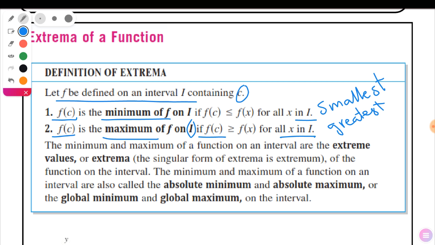A friend asked me a question: Miss, what is the meaning of absolute? Why do we say absolute? Absolute minimum means the function has no value less than this minimum value. That is why we name it absolute. There is no value of f(x) less than the absolute minimum value. Absolute maximum means the function has no value greater than the absolute maximum value.